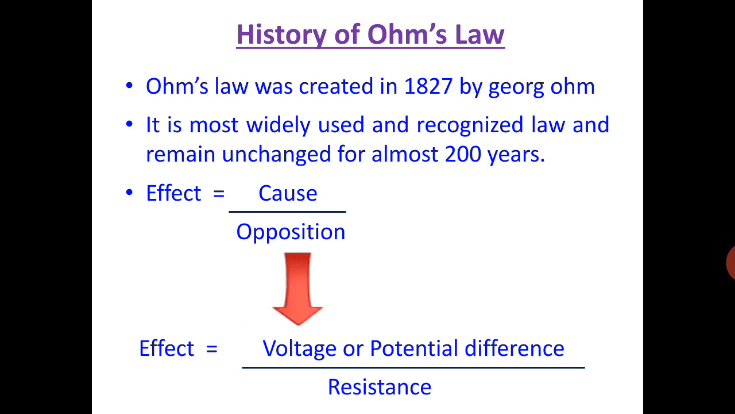And Ohm's law is defined based upon the proportion of effort. What is effort? Effort is equal to cost divided by opposition. If you remember all the slides I have told so far, what is cost? It is nothing but voltage or potential difference. And meanwhile, what is opposition? Opposition is nothing but resistance. So based upon the proportion of cost divided by opposition, he coined that it is voltage or potential difference divided by the resistance.